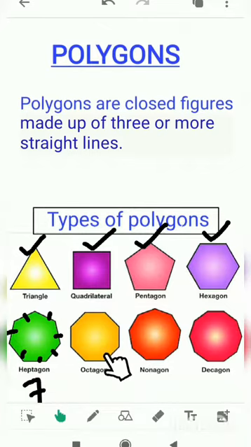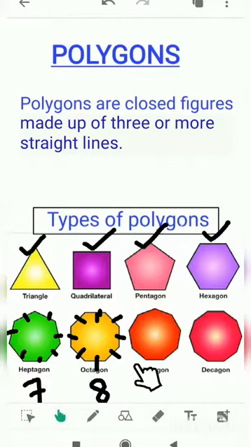The next figure is known as an octagon. How many sides does an octagon have? 1, 2, 3, 4, 5, 6, 7 and 8. 8 sides.